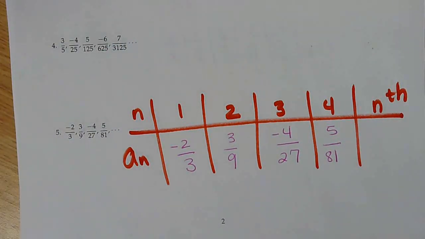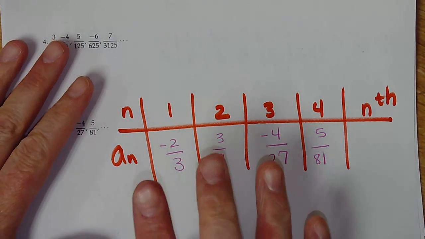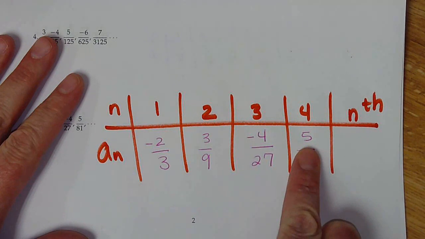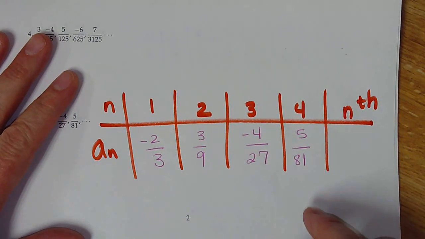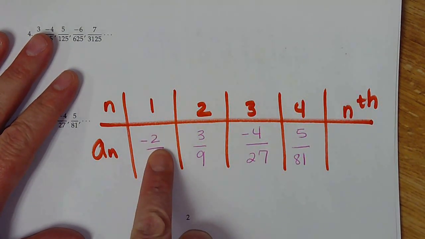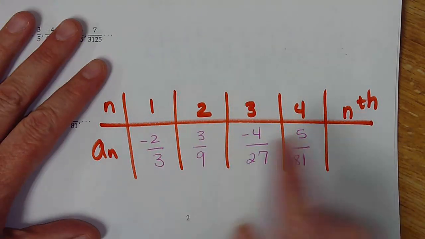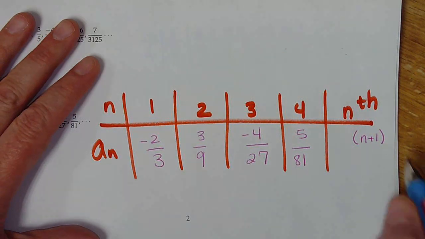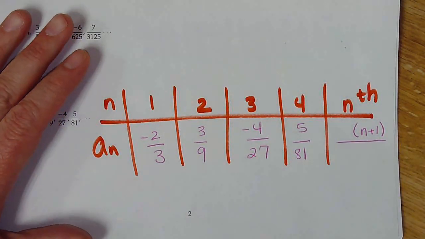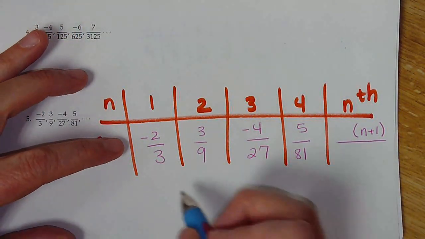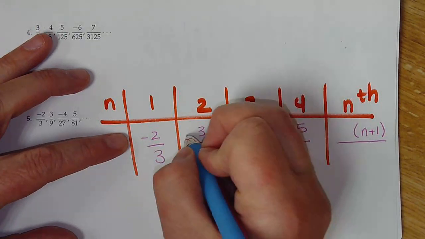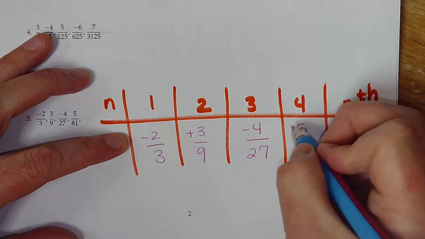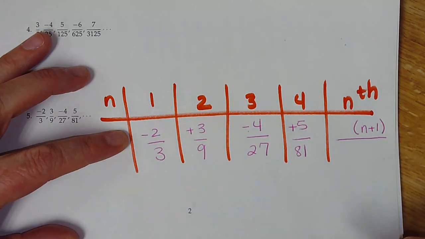All right, so I'm going to start with the numbers in the numerator first. So the numbers, if I ignore the sign, go 2, 3, 4, 5. So we're just counting by ones. So when n is 1, I get a 2. When n is 2, I have a 3. So I'm going to call this n plus 1. Okay. And then I've got the signs going again.